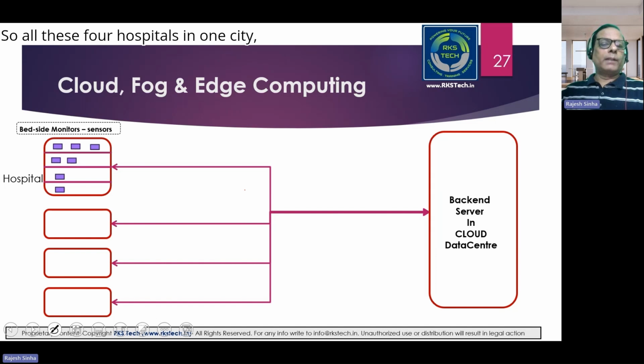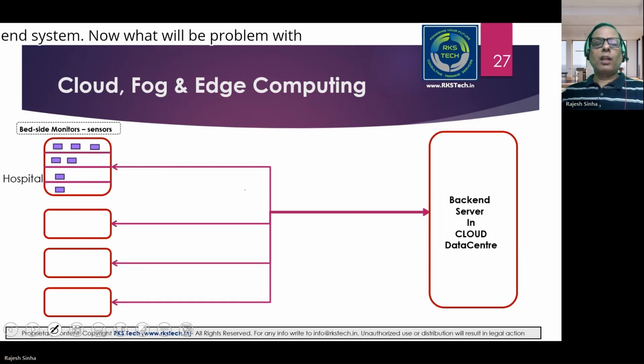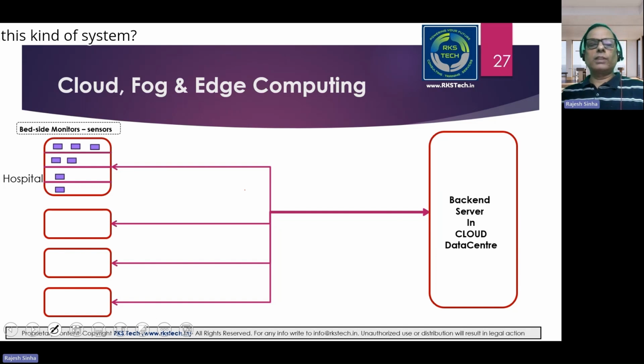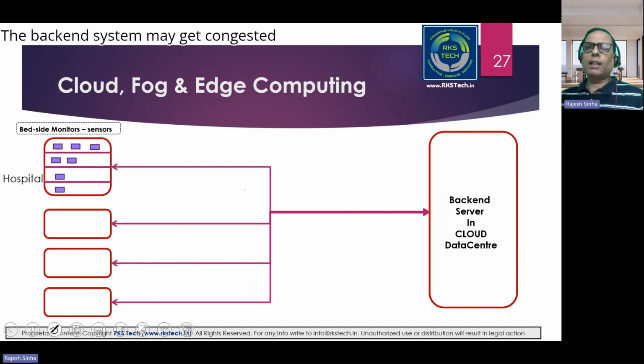So all these 4 hospitals in one city, this is only in one city, all these 4 hospitals are capturing data, and this data is being sent to the backend system. Now what will be the problem with this kind of system? The backend system may get congested because of so much data getting pushed from all these bedside monitors in all the hospitals. Each bedside monitor is capturing data at the frequency of 1 minute, and so many bedside monitors are constantly pushing the data to the backend system. So there will be too much data.